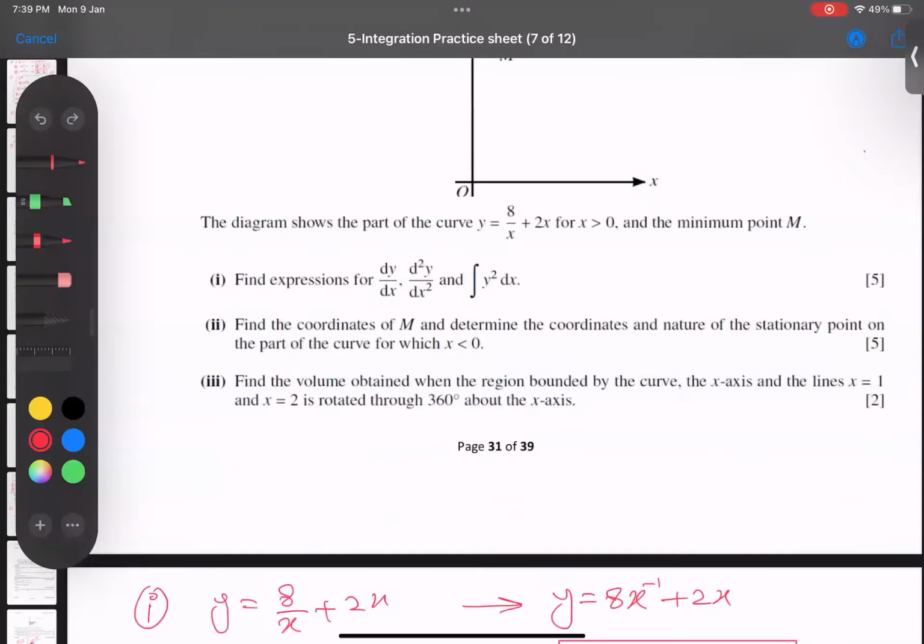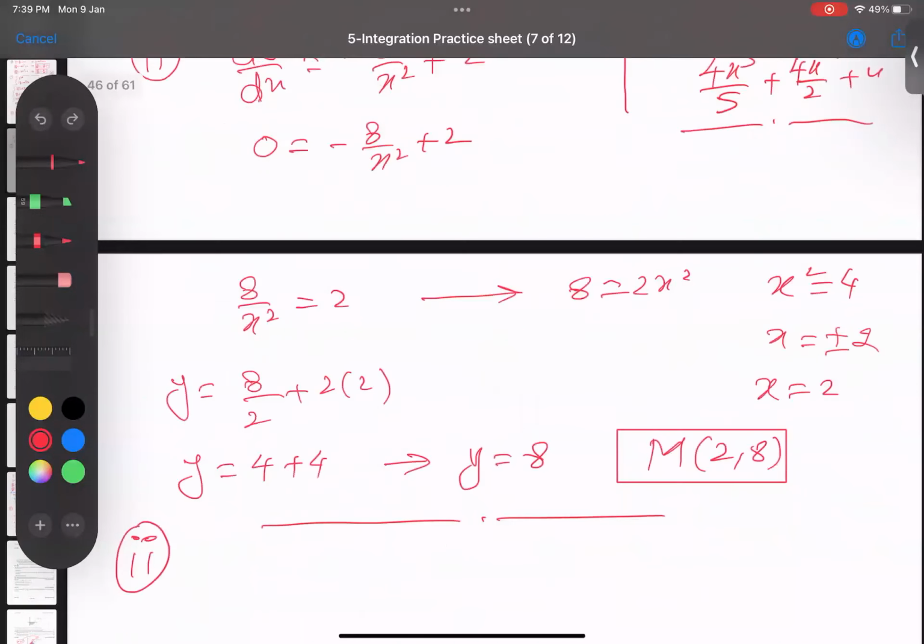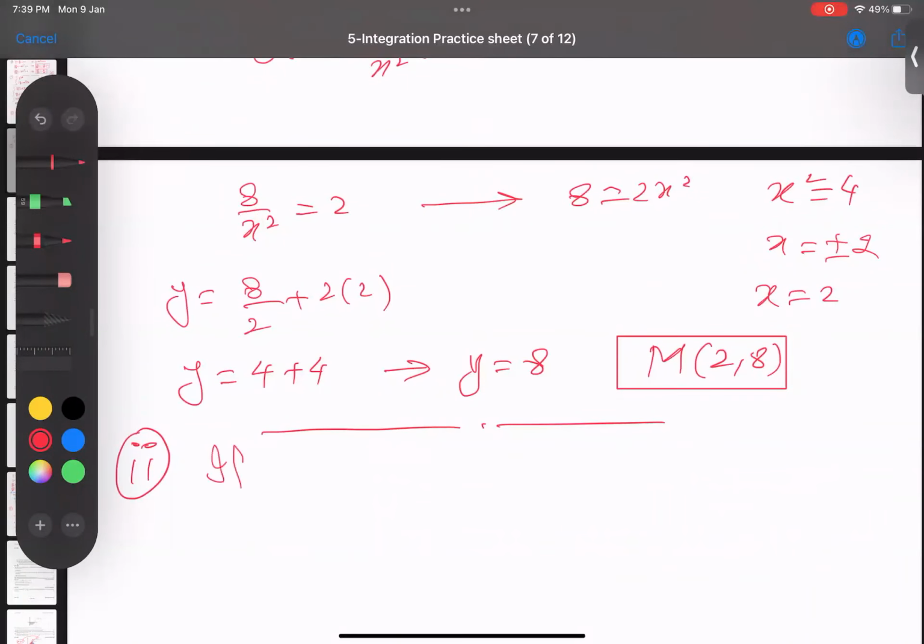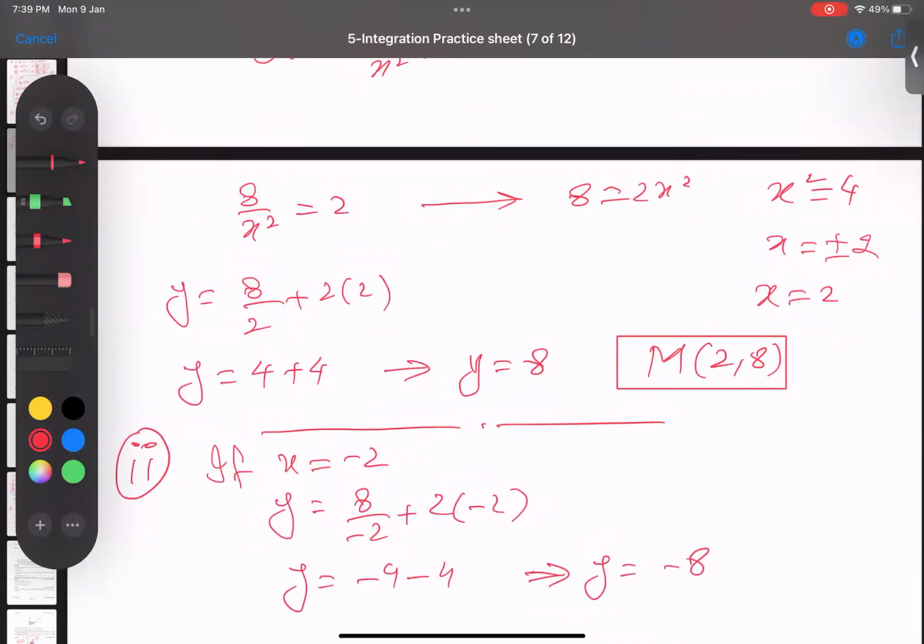So let's start the second coordinate. And for the second coordinate, x is -2. Now I'm putting -2 in the place of x in this equation. So what answer turns out to be? 8 by -2 plus 2 times -2. And I'm getting here -4 and -4, and ultimately I get y equal to -8. So the second point is x is -2, y is -8. So I got both points.